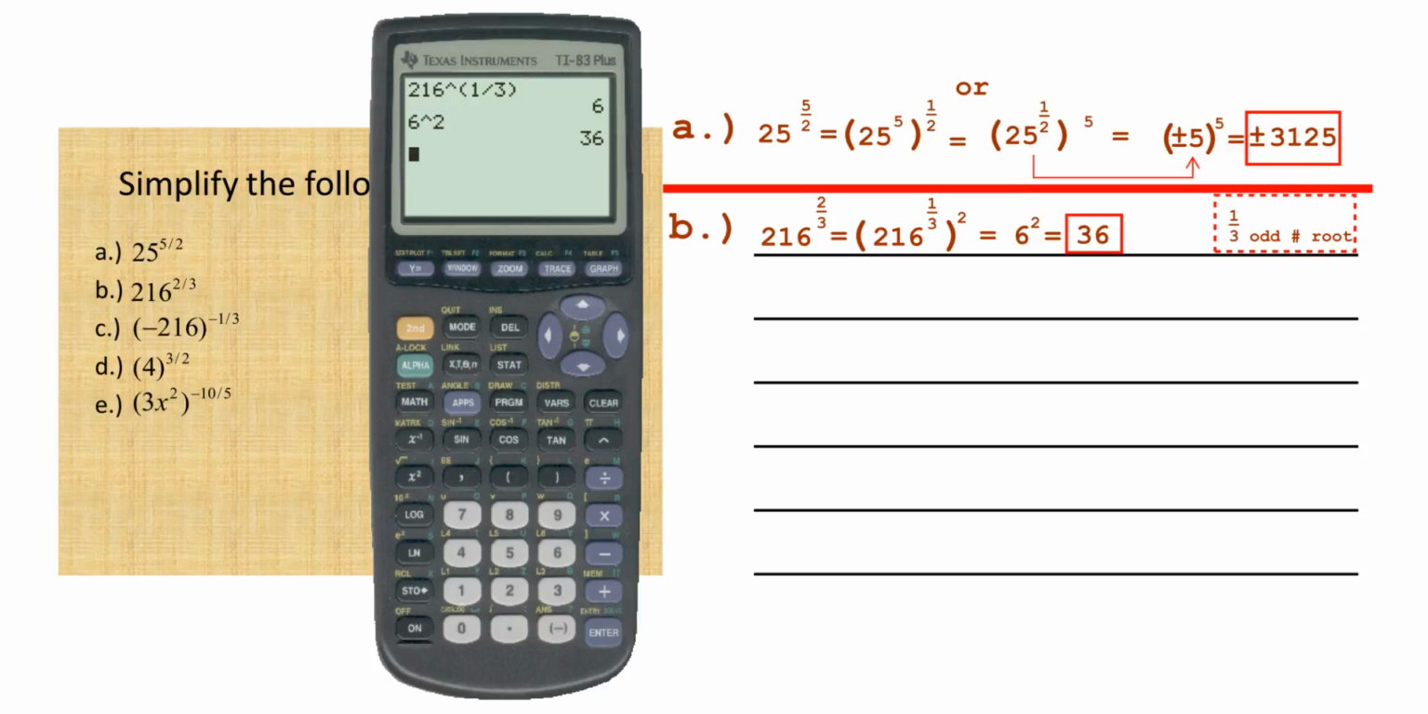Or we can do it all at once. Choose 16, caret key, open parentheses, 2 divided by 3 would give us 36. Hey, it works either way. So, not a bad deal, right? You might be wondering, well, then why can't I do it all with the calculator?